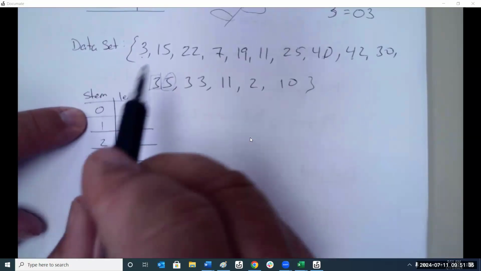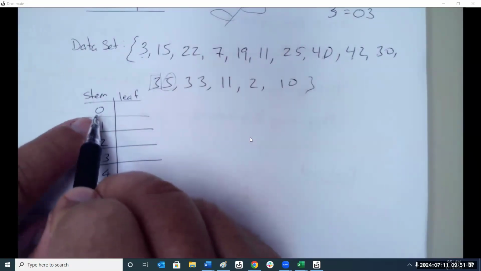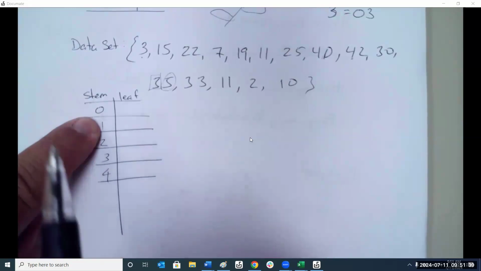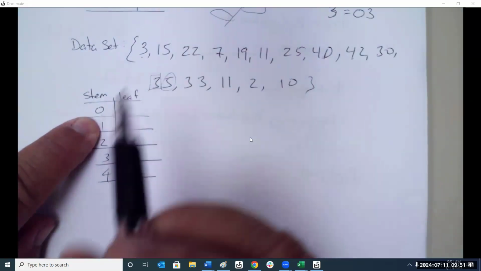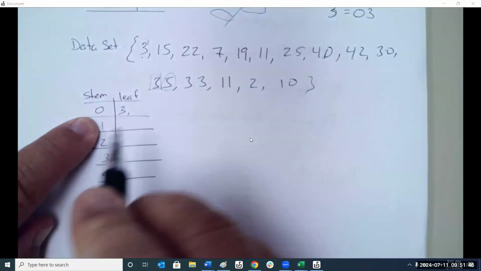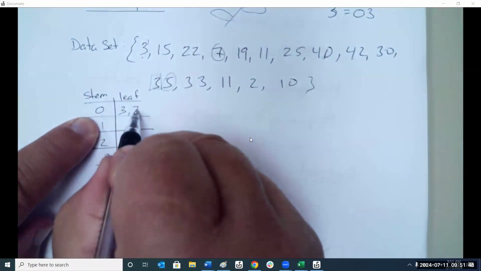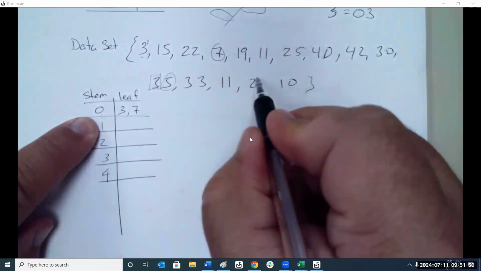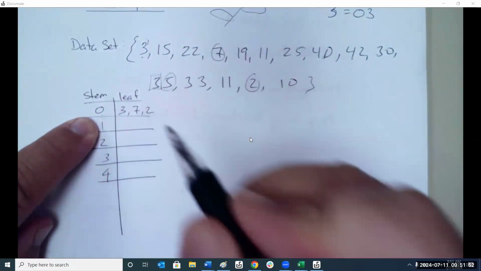So all we do now is we look at, for the stem of 0, how many 1-digit numbers are there? And we put that number in there. So we put a 3, a 7, and a 2.